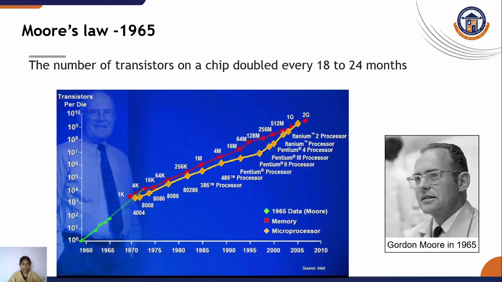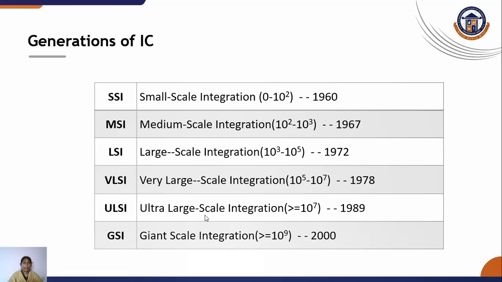In 1965, Moore defined the transistor counts on a single chip. He stated that the number of transistors on a chip doubles every 18 to 24 months. This graph shows the concept of Moore's law. That is, every 18 to 24 months, the transistor count will double on a single chip.